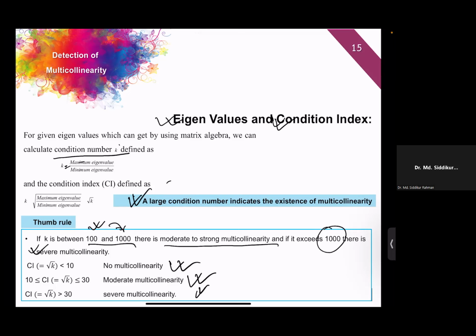You can also use another measure, called the condition index. If the condition index is less than 10, it means there is no multicollinearity problem. If the condition index ranges from 10 to 30, you can conclude that there is a moderate multicollinearity. But if the condition index is greater than 30, it means there is a severe multicollinearity problem, right? So this is one of the most important detection processes by which you can detect multicollinearity problem in econometric data or maybe medical data. Clear?